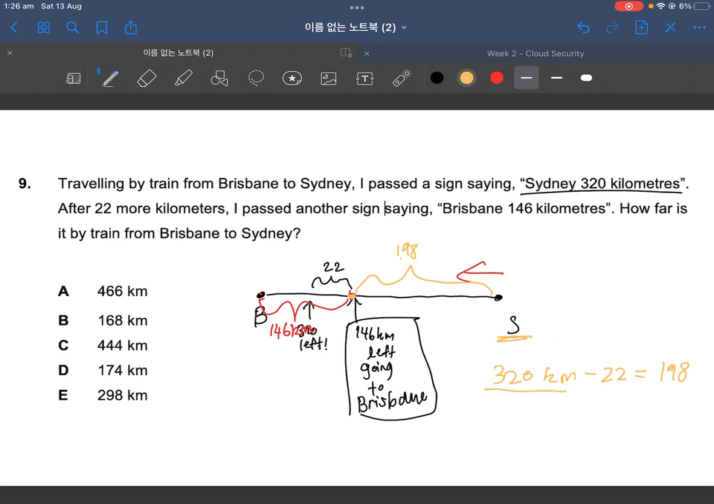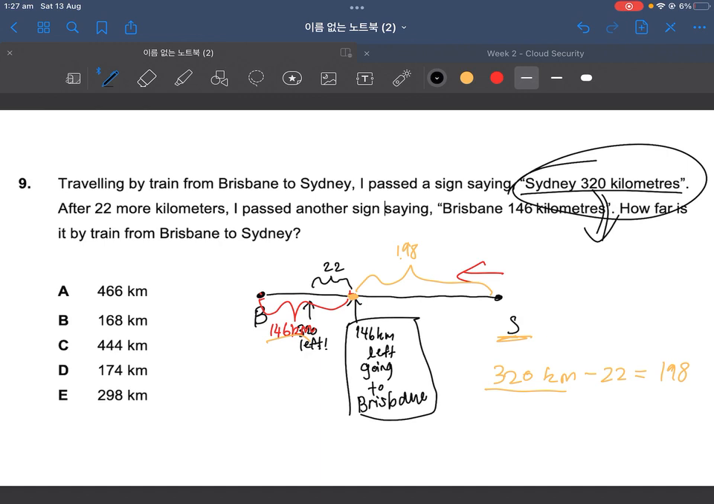So let me reiterate what I mean by that. Because I saw the 320 kilometer sign at some point, and 22 kilometers after that I saw the second sign, right? I'm going to say that the second sign was 198 kilometers from Sydney. That's definite. And we also know 146 is definite because there was a sign saying that. So we're actually hanging on to definite things, not the assumption here, because we don't know where this first sign was, right?